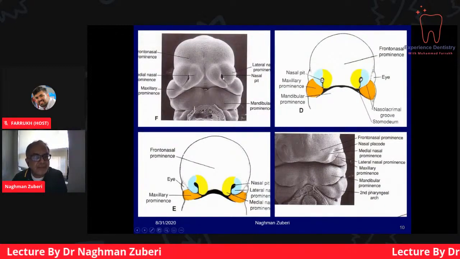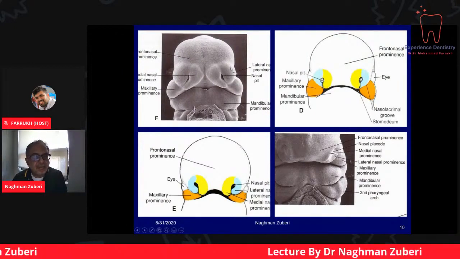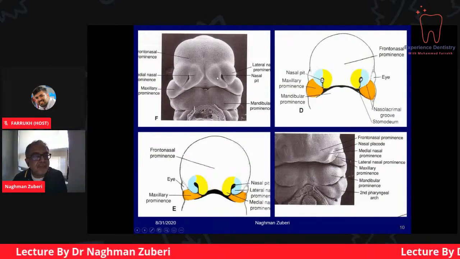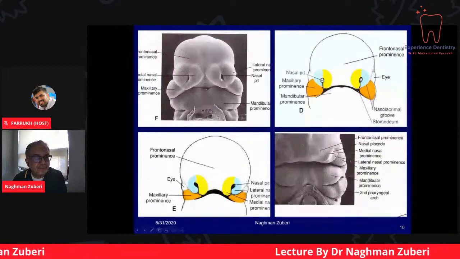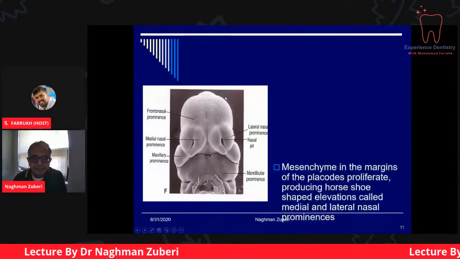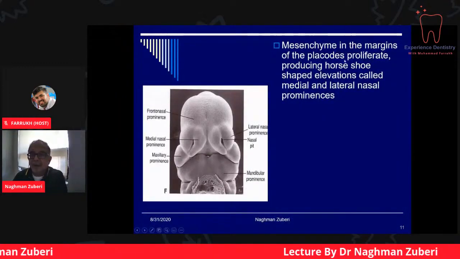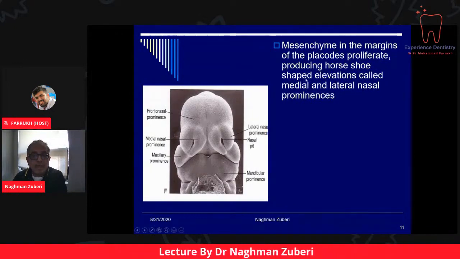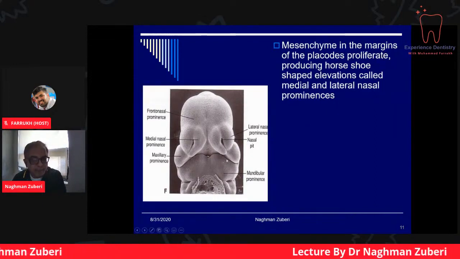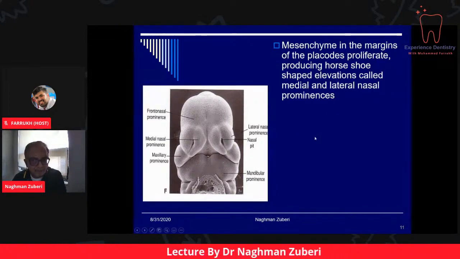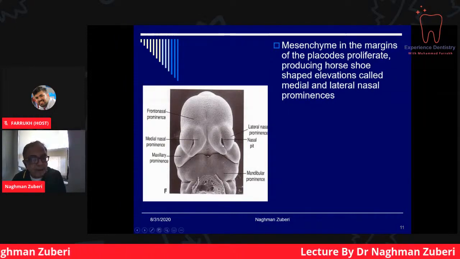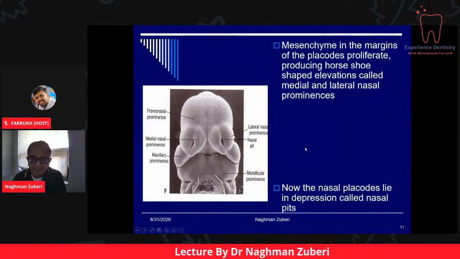As time passes, the cells in the prominences start proliferating, and these nasal placodes become the actual cavities, which in future will be the nasal cavities or the nares. Mesenchyme in the margins of the placodes proliferates, producing horseshoe-shaped elevations, which we call medial and lateral nasal prominences. I have already mentioned those. This is the nasal pit. Now the placodes are being called the nasal pit.